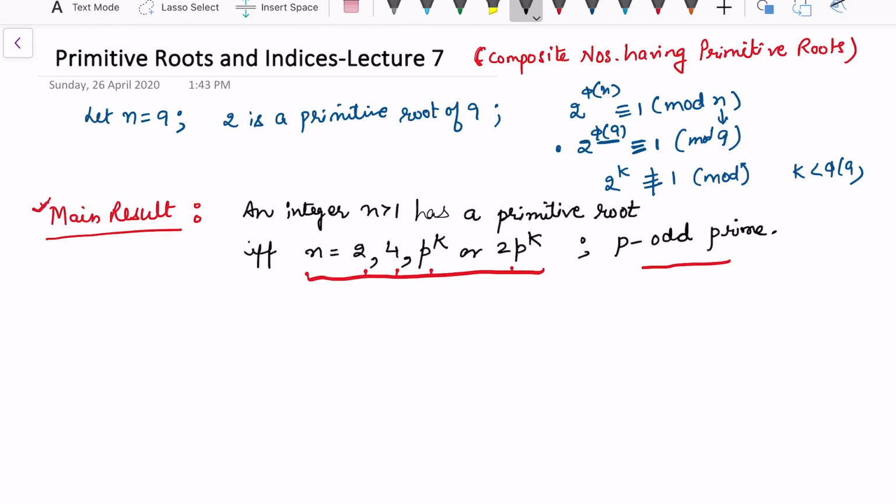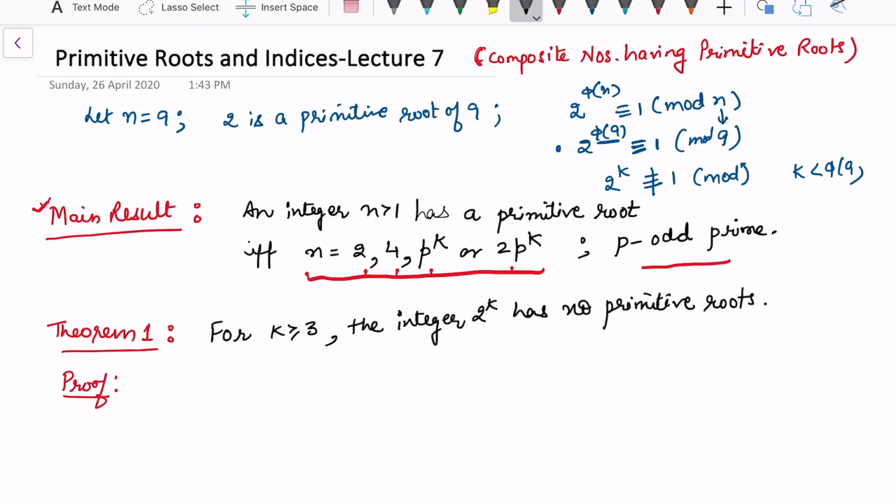To prove the main result, we'll break it down into many smaller theorems or lemmas. Our first result, theorem 1, says that for k greater than or equal to 3, the integer 2 to the power k has no primitive root. We can see this by example: if we take k = 3, then 2 to the power 3 becomes 8, and 8 has no primitive root. Also, any integer of the form 2 to the power k is not covered in the main result, so this type of n has no primitive roots.